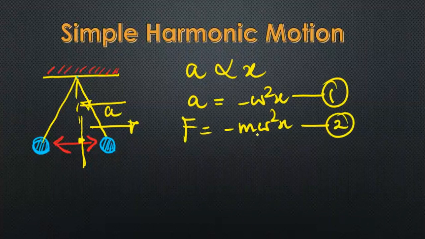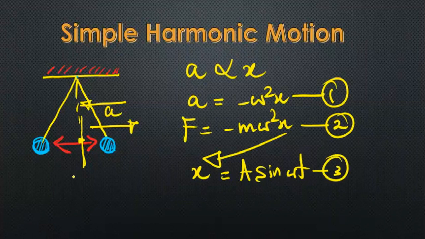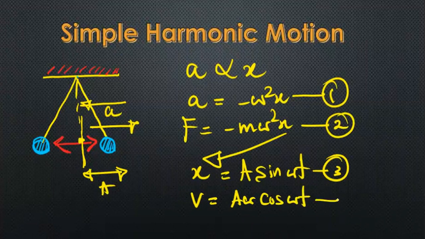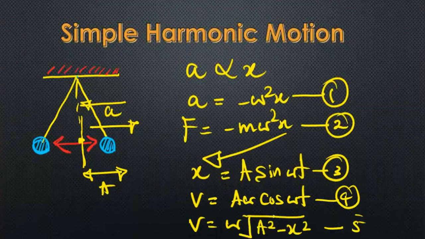Then for the displacement from the center, x equals A sine omega t. Here A is the maximum displacement from the center, the amplitude. Then velocity v equals A omega cos omega t, fourth equation. There's another equation for velocity, v equals omega root A squared minus x squared, fifth equation.